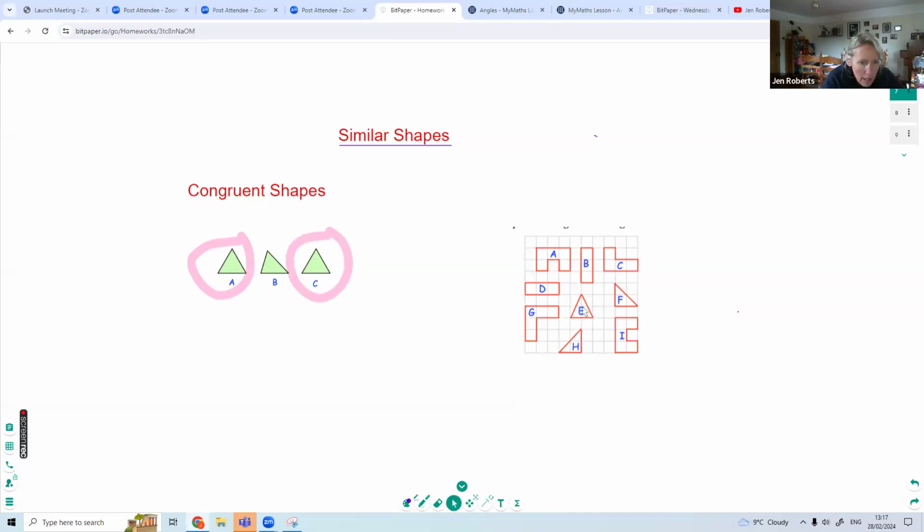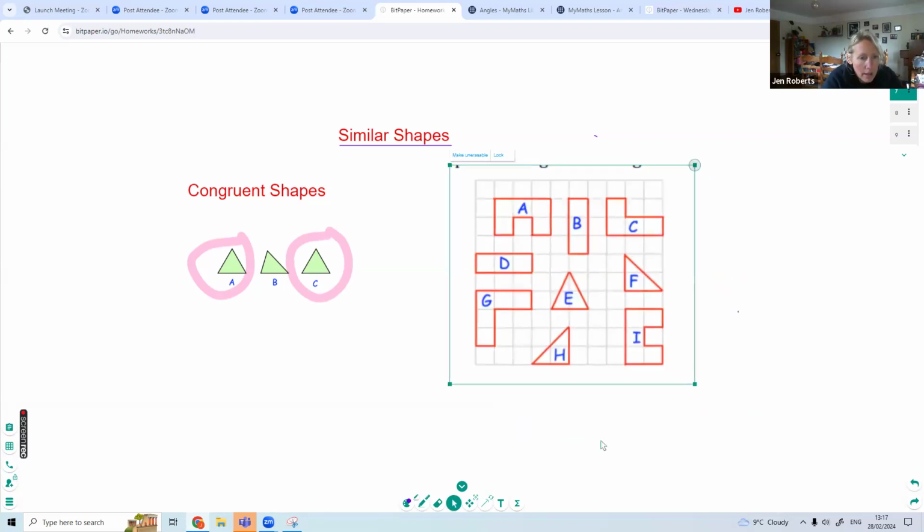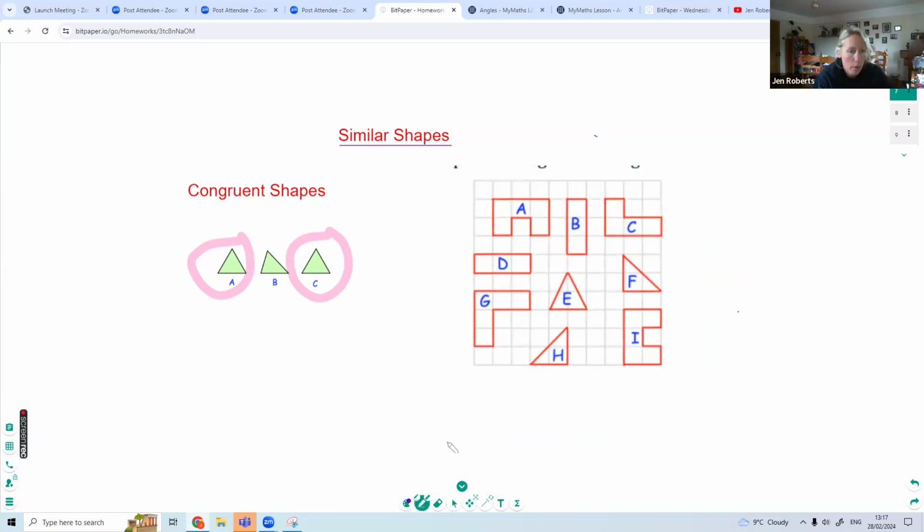What I'd like you to do next is have a look at these letters and decide which ones you think are congruent. When you're done, can you just press pause and unpause when you want to go through the answers?